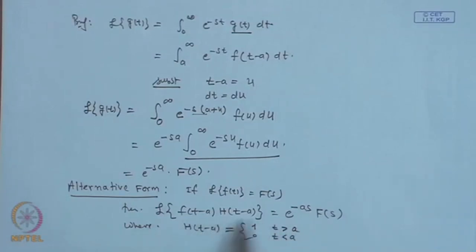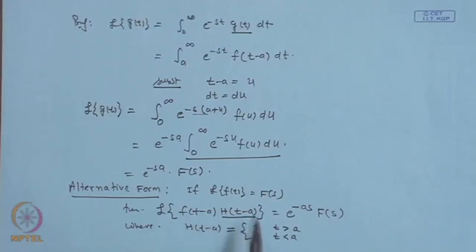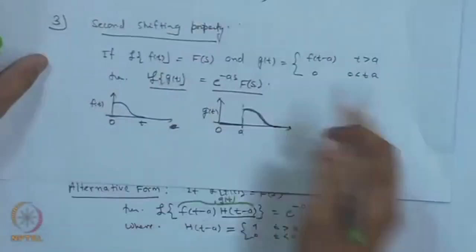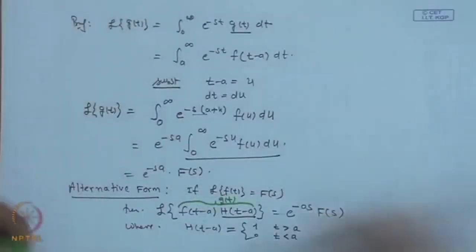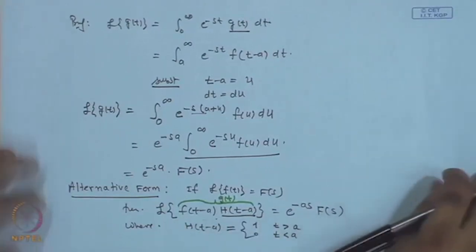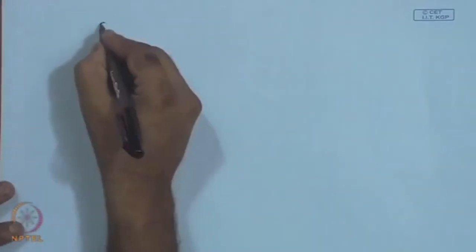Okay, so what do we have here now? Basically, this is h(t minus a), if t is greater than a, then this is 1. So, we have f(t minus a) for t greater than a, and when t is between 0 and a, this is 0. So, we have here the 0 function. So, this is exactly the function g(t) what we have in the earlier form, but just for the writing convenience, we can directly write this f(t minus a) h(t minus a) instead of defining that g(t) in that way.